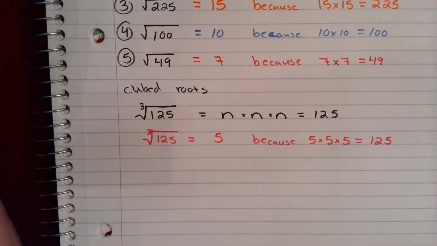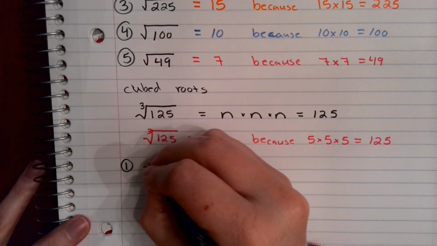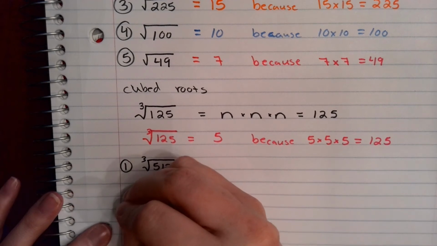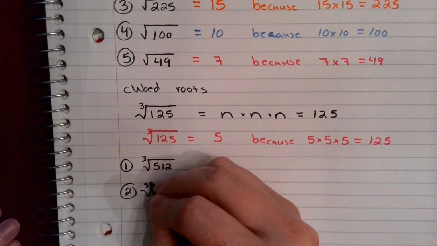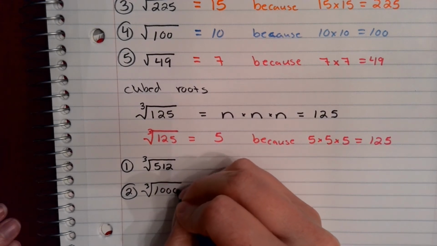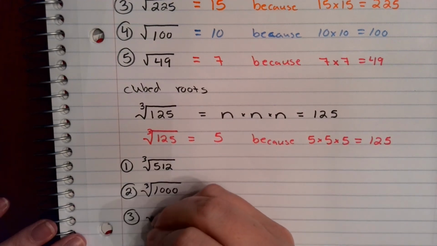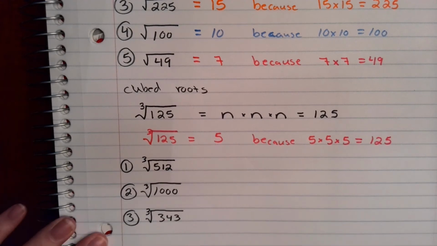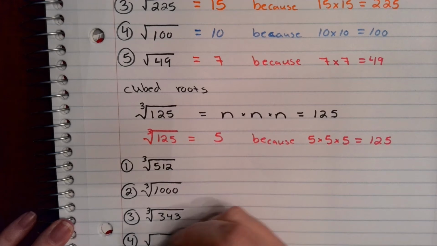So I want to know what is the cubed root of 512. And we'll go with the cubed root of 1000 and the cubed root of 343. And we'll do one more. Let's do the cubed root of 64.